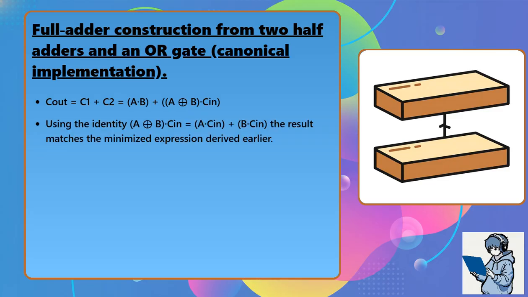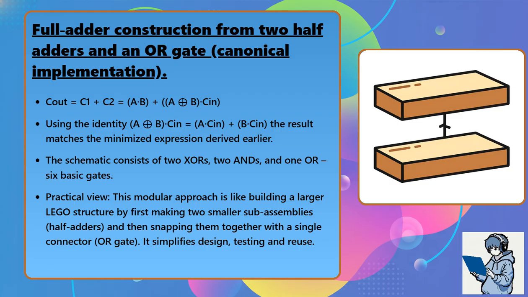Using the identity A XOR B and Cin equals A and Cin plus B and Cin, the result matches the minimized expression derived earlier. The schematic consists of 2 XORs, 2 ANDs, and 1 OR, 6 basic gates. Practical view: this modular approach is like building a larger Lego structure by first making 2 smaller sub-assemblies, half adders, and then snapping them together with a single connector or gate. It simplifies design, testing, and reuse.